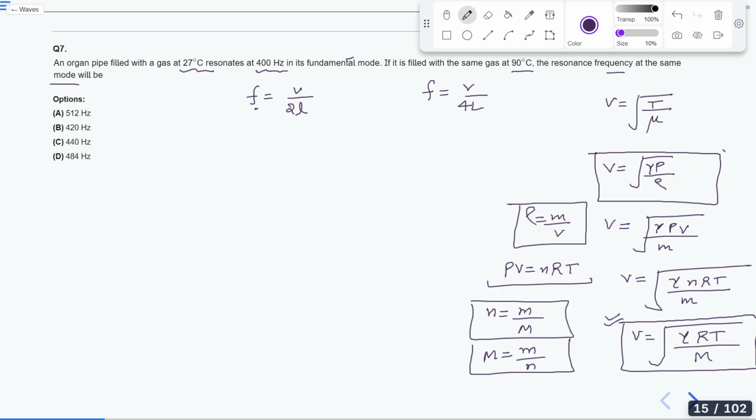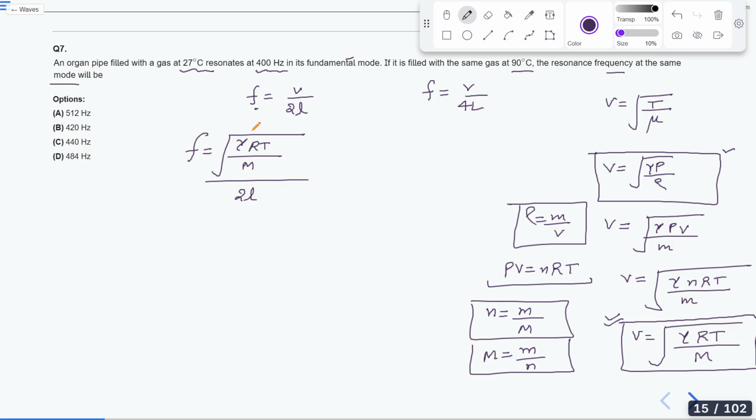These all are equations for velocity of sound in gases. So frequency would be root of gamma RT by m, divided by 2L in the case of open organ pipe. In the case of closed organ pipe, that is 4L.